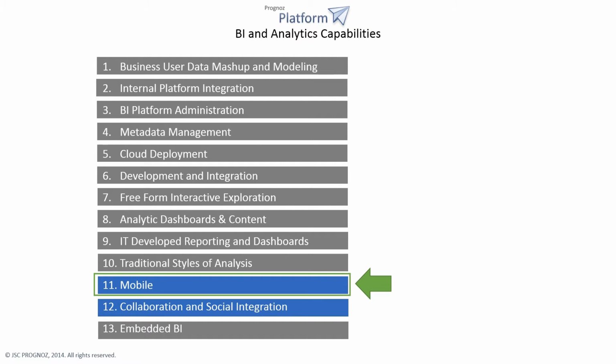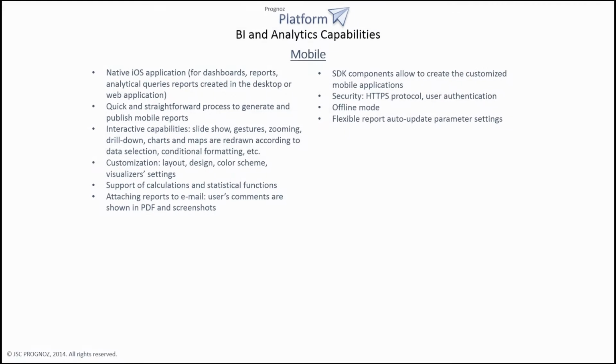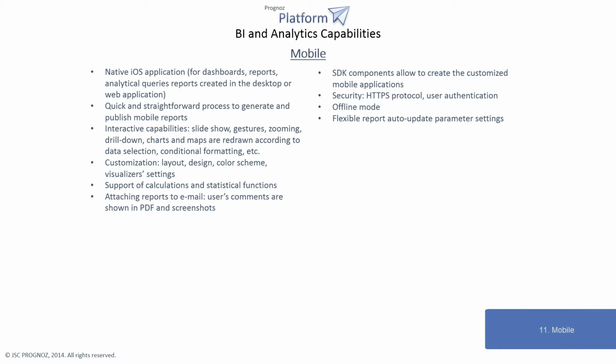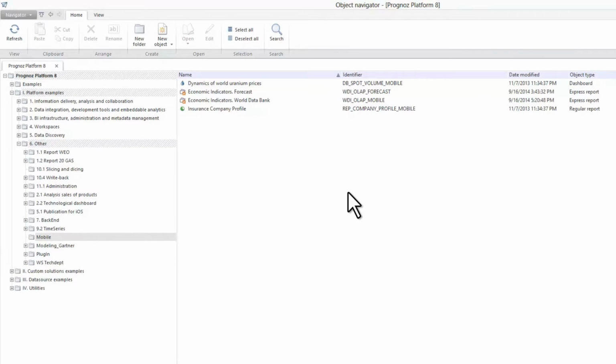The Prognoz platform provides for easy content publication on mobile devices. The Prognoz platform enables you to develop and deliver content to mobile devices in publishing and interactive mode, and it takes advantage of the native capabilities of the mobile devices, such as performance and touchscreen and offline mode exploration. The Prognoz platform enables users to publish reports on mobile devices easily.